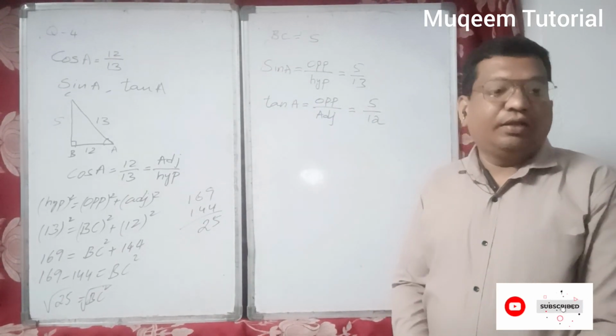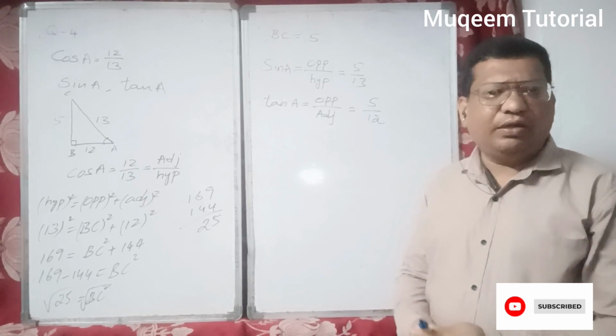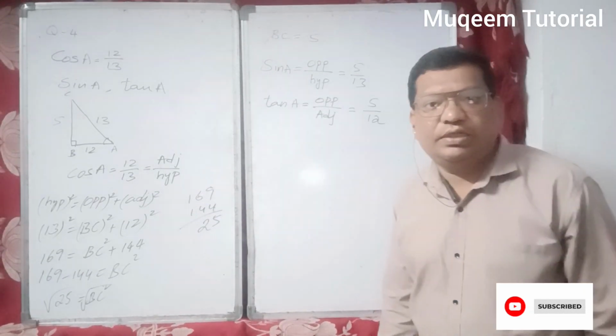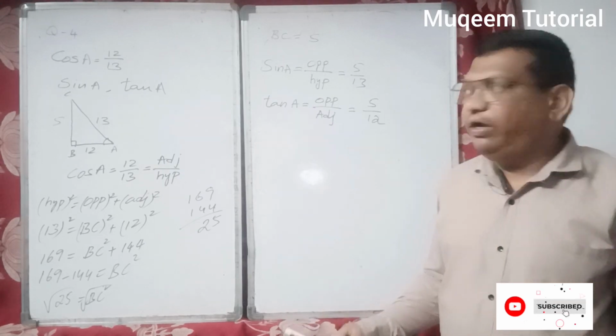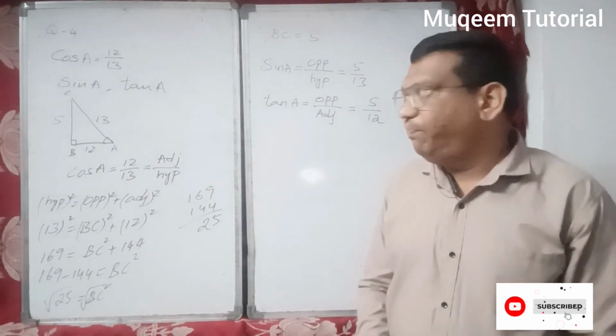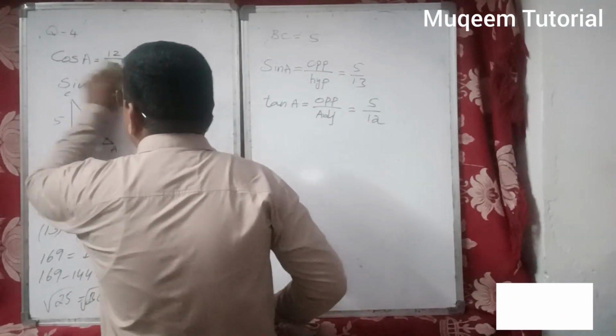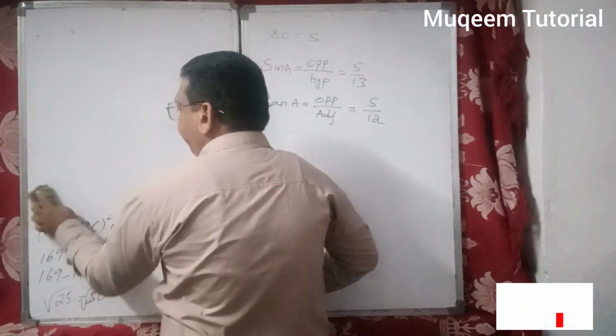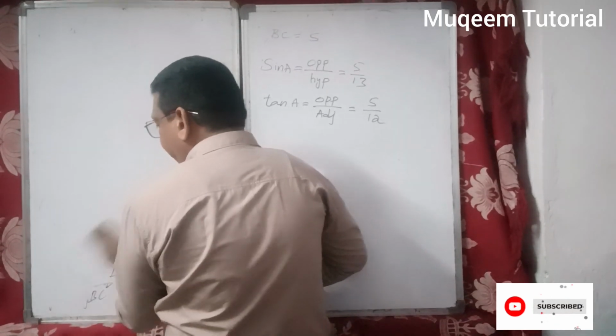So like that easily we can do it. All the questions are the same; if we remember these ratios, easily we can find out. Only the Pythagoras theorem we have to remember, right? Next we are going to do question number 5.